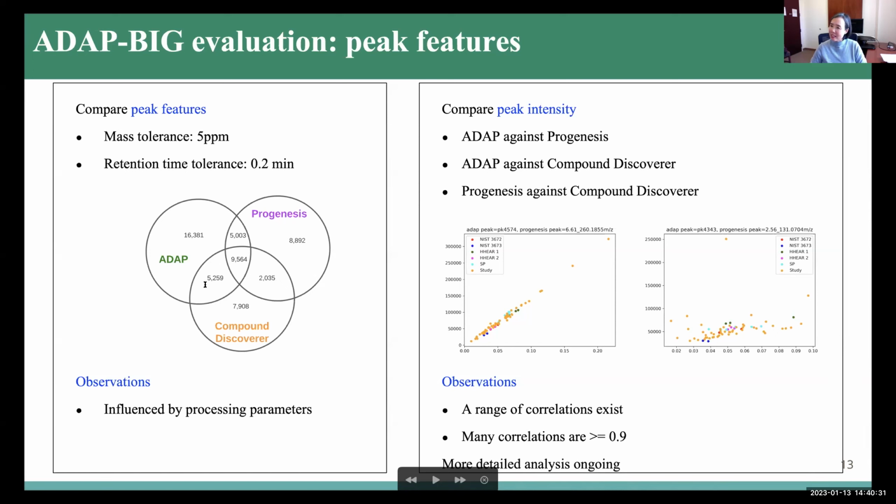And for the peak intensity patterns, we have observed that some of the peaks, if they have been detected by both ADP and Progenesis, for example here, their intensity pattern is remarkably similar. But for some peaks that have been detected by both software tools, the peak intensity pattern, you see there's no correlation whatsoever. So we can see there are still differences. And we are still doing some very detailed analysis to look into this.